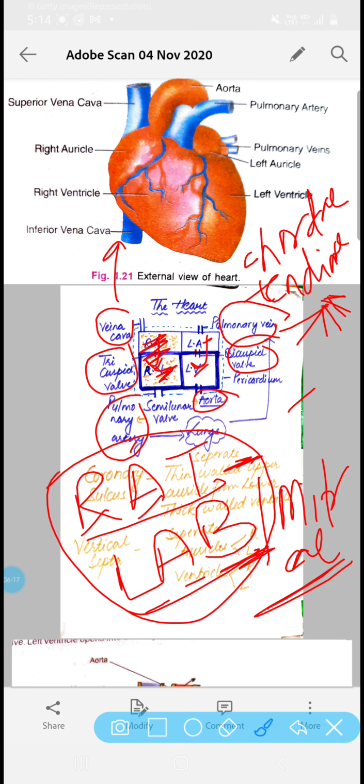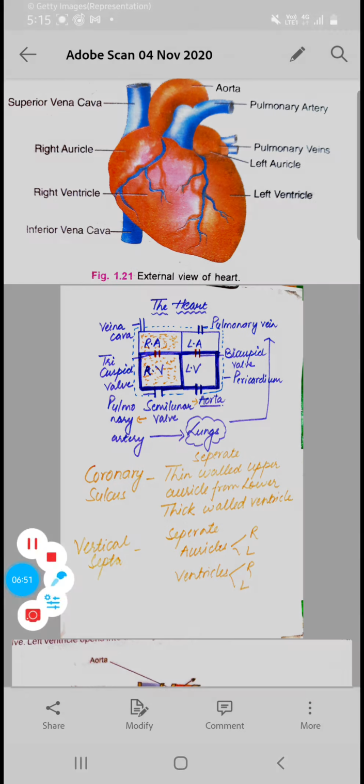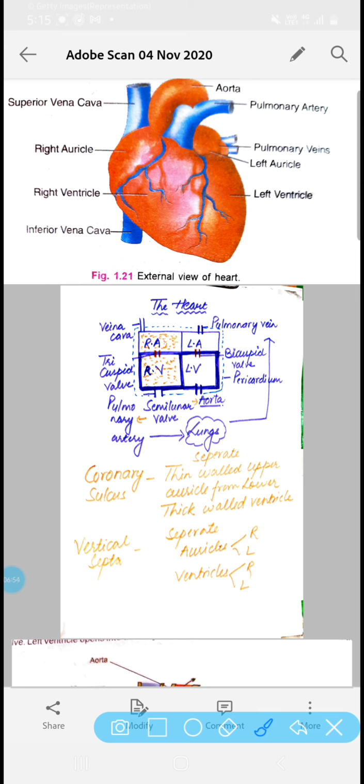Now here two more valves are there. I have situated these two valves here, first and second. These two valves are the semilunar valves. One is the pulmonary semilunar valve and another one is the aortic semilunar valve. Both of these guard the opening of the blood into the lung as well as into the body. Clear?